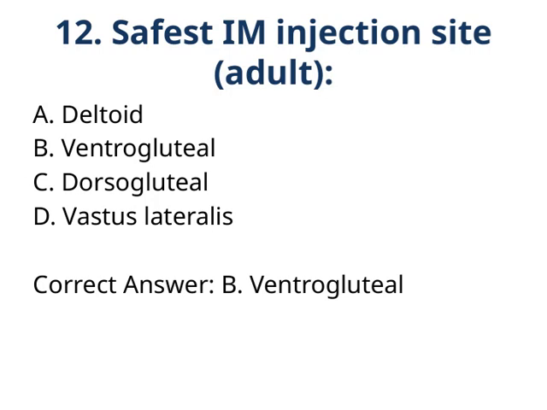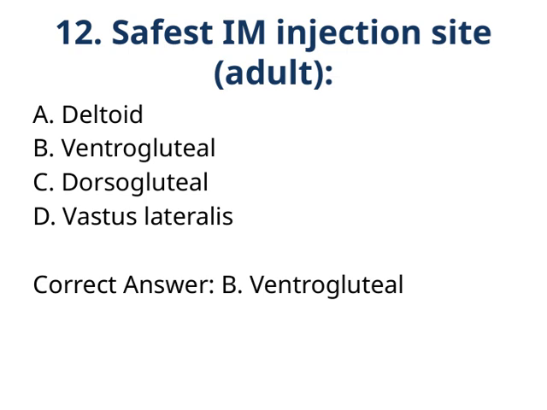Now, let's look at the common sites used for intramuscular injections. We have 4 options here: the deltoid, ventrogluteal, dorsogluteal, and vastus lateralis. Out of these, the safest site for adult IM injections is actually the ventrogluteal. This site is preferred because it's away from major nerves and blood vessels, which reduces the risk of injury. It's also an area with a thick muscle layer, making it ideal for larger volumes of medication.